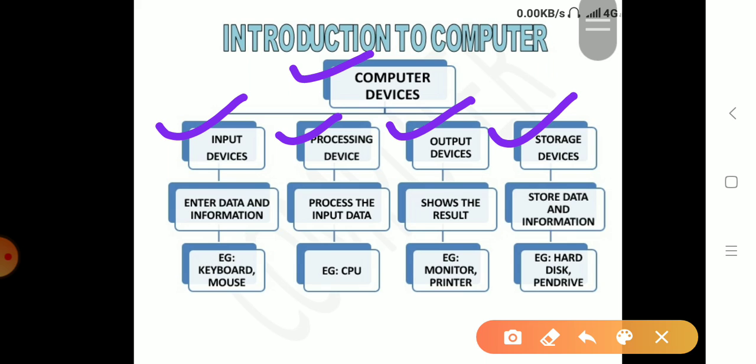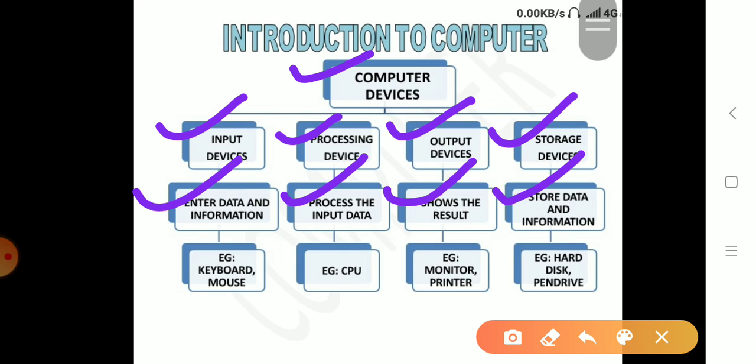We'll understand the terms. Now, what are input devices? The devices that are used to enter data and information. What is a processing device? The device that processes the input data. What are output devices? The devices that show the result. And what are storage devices? The devices that store data and information.